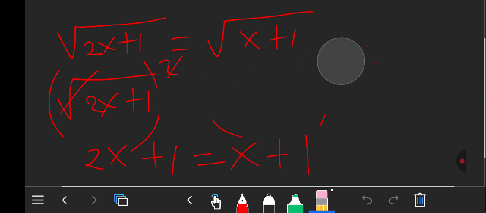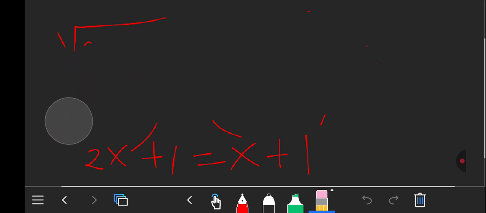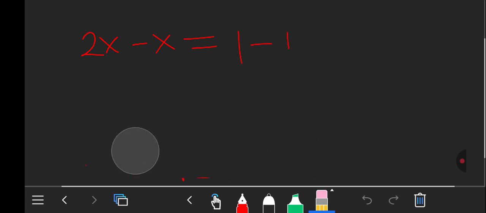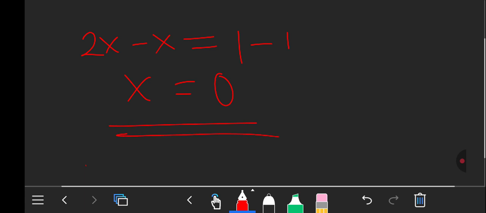So what do we have there? What we have there is 2x. This x will go to this side, so it will be minus x. We find the additive inverse of x, that is negative x. This 1 now will go to this side. We are just collecting the like terms, so it will be 1 minus 1. So we are going to have 2x minus x, that is just x, is equal to 1 minus 1, that is just 0. So the value of x is simply 0.